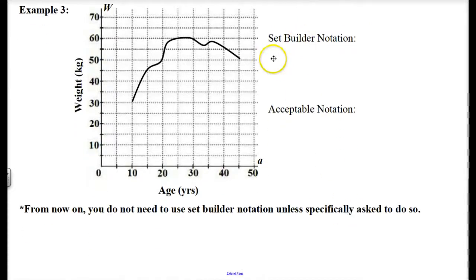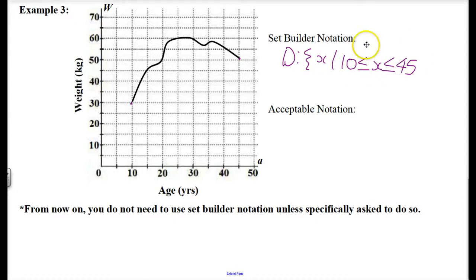Example 3, set builder notation, domain, the set of all x such that. Well, what do we know about our x's? They go from 10 to 45, right? We can get any x value between 10 and 45. So here's how we do it. We start with the lowest value, 10, is less than or equal to x is less than or equal to 45.